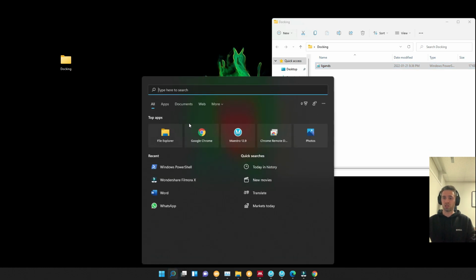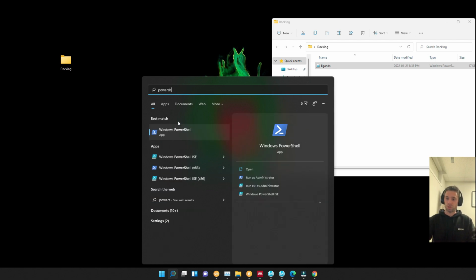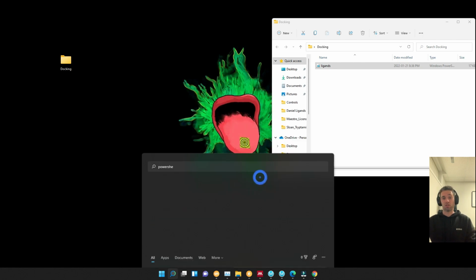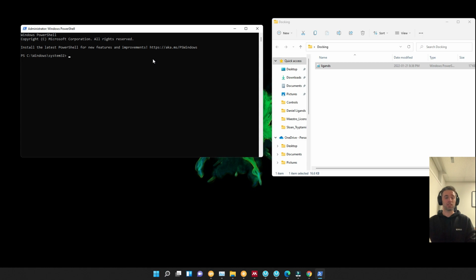In the search bar, we will search for PowerShell. You'll want to run this as administrator. Click yes. Here's our PowerShell. These are quite simple, just Windows command lines. They might seem a little bit intimidating at first, but follow along, it's not so bad.